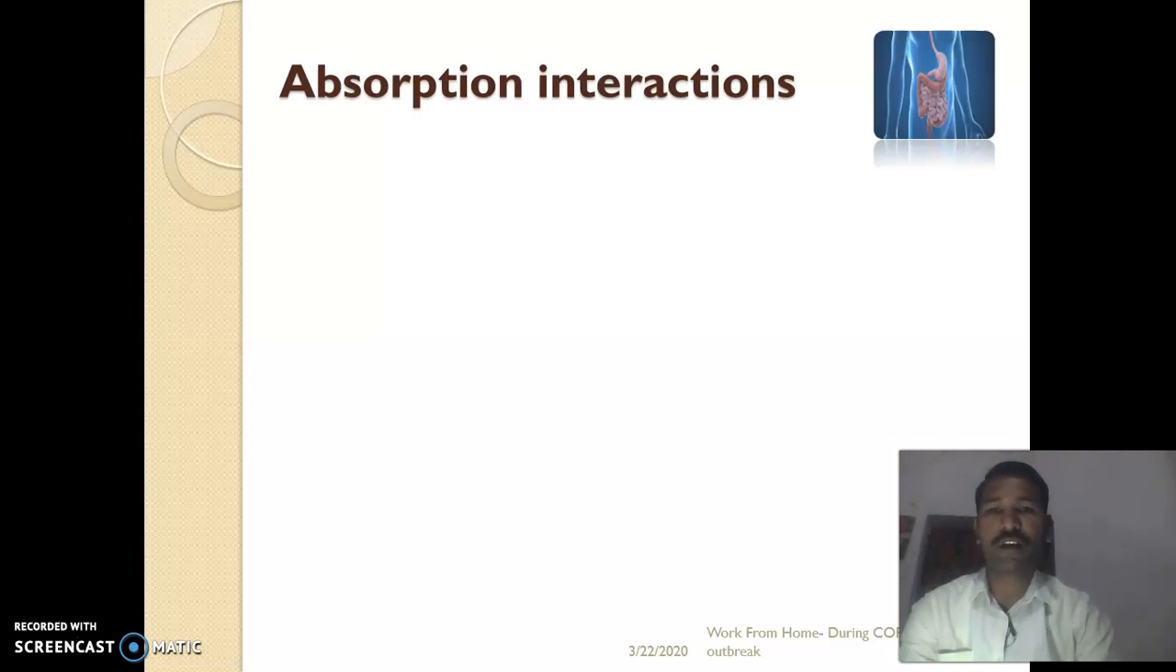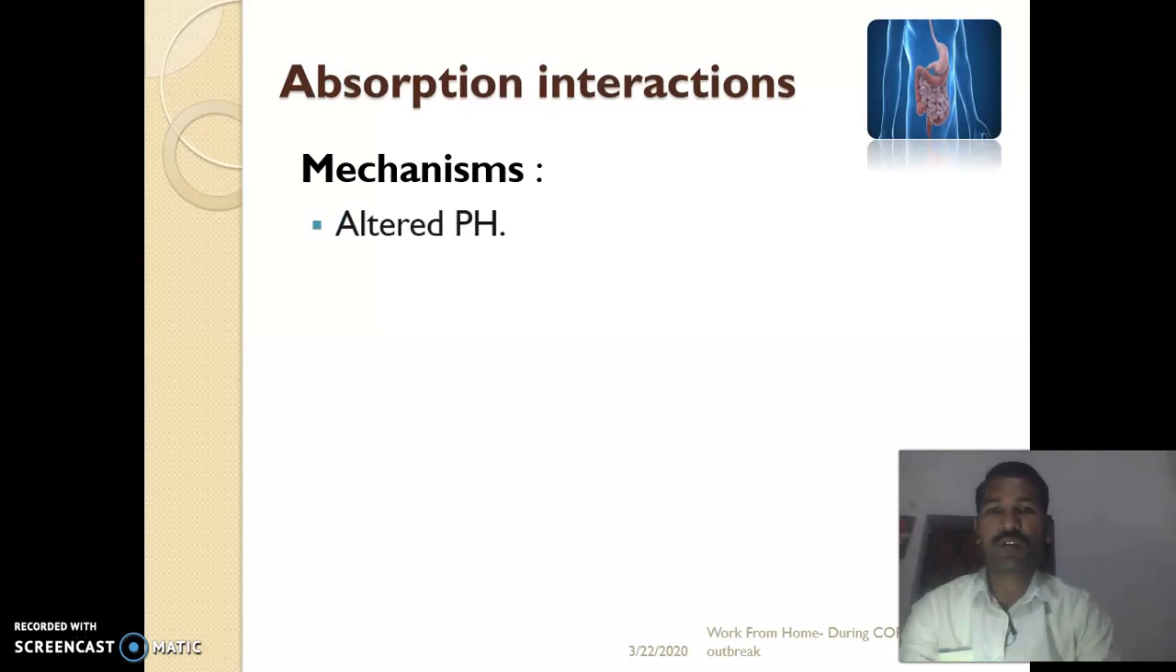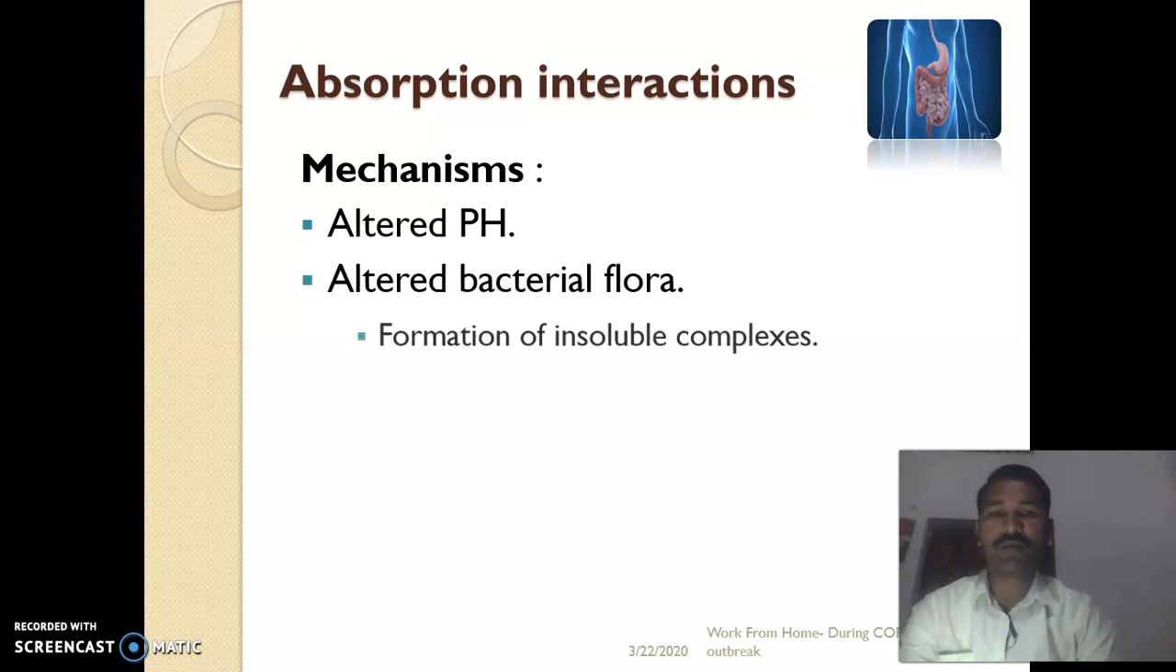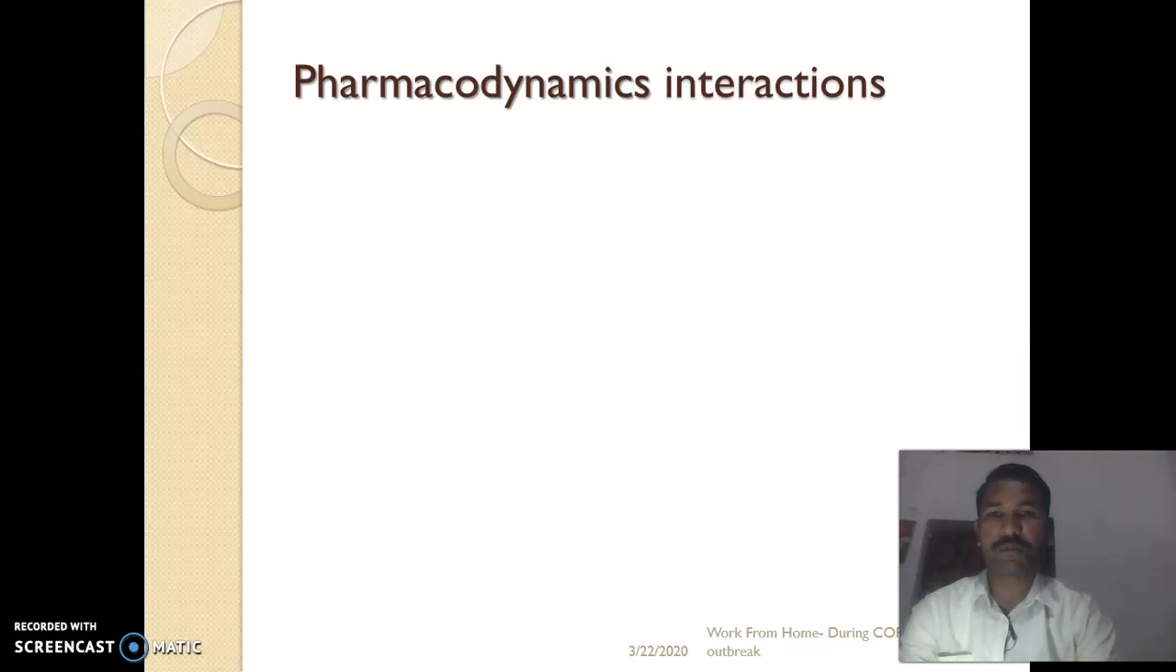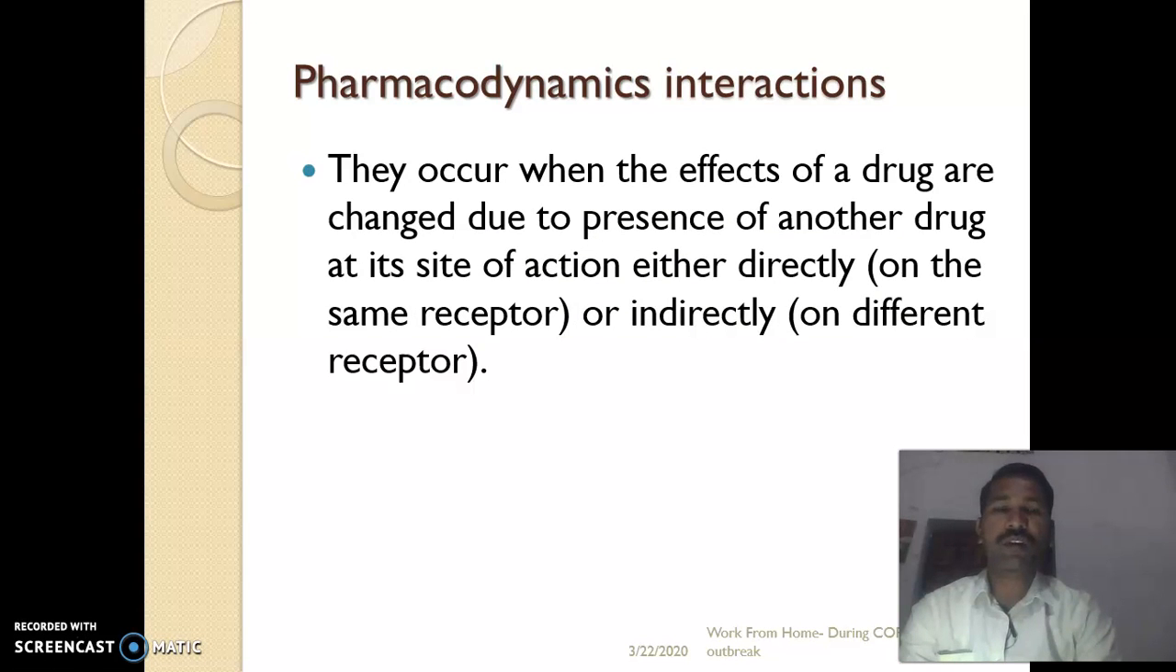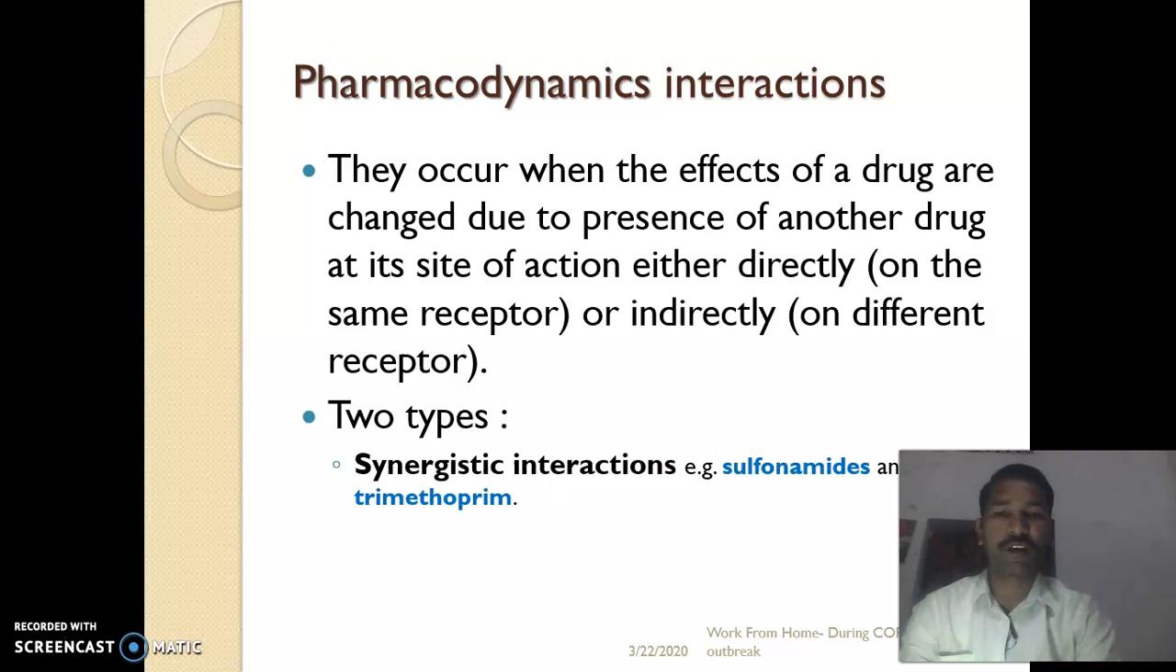Let us see absorption interactions. How is absorption affected? By altered pH, altered bacterial flora, and formation of insoluble complexes, which alter GI motility. These are the parameters. Then pharmacodynamic interactions. They occur when the effects of a drug are changed due to the presence of another drug at its site of action, either directly on the same receptor or indirectly on different receptors.